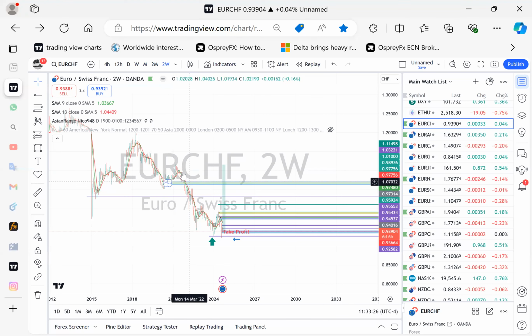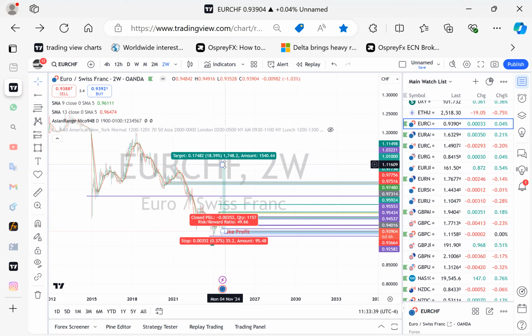This was the swing that pushed down to this area, right? Price pushed from here to here, pulled back, and it pushed from here to here, right? So I expect price to run back to this level. Look how many pips that is, dude. That's crazy. That's crazy work.